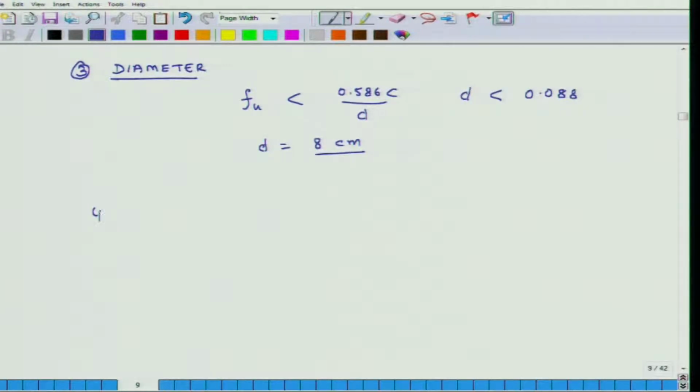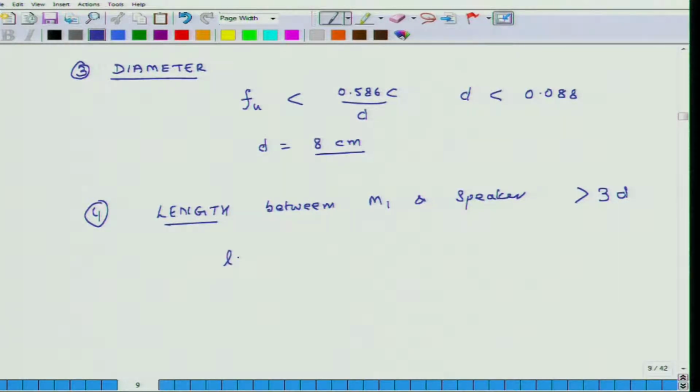So that is there. And the fourth thing is that the length between M1 and speaker should be more than 3D. This should be more than 3D. So what does that mean? That my length should be more than 240 millimeters. Why is this important? Again, this is to ensure that we have planar waves in the system.